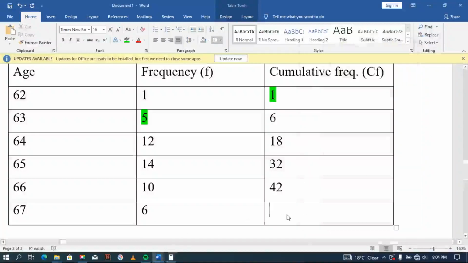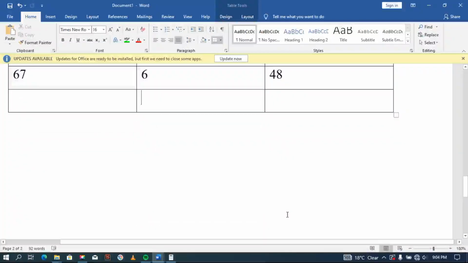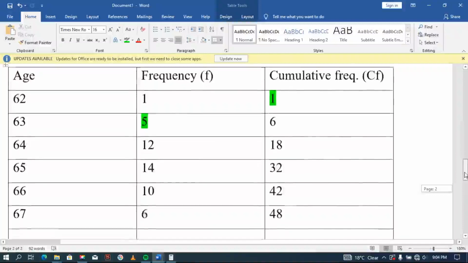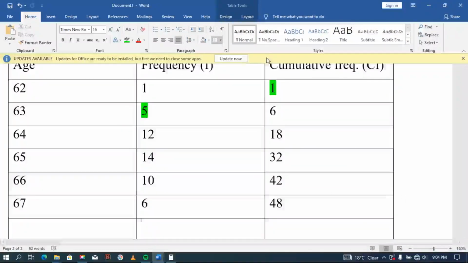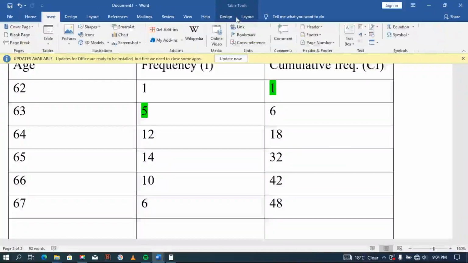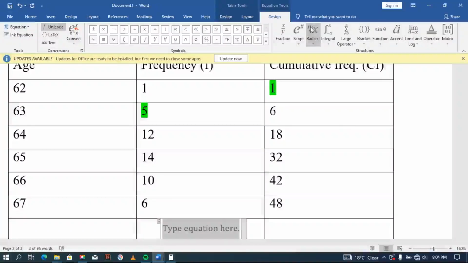Then we also find the total frequency. We find summation f. This summation f acts as our n because we need n to find the median position.